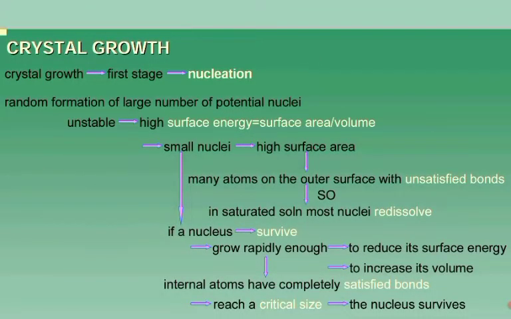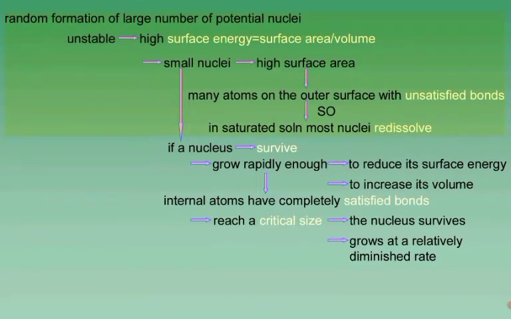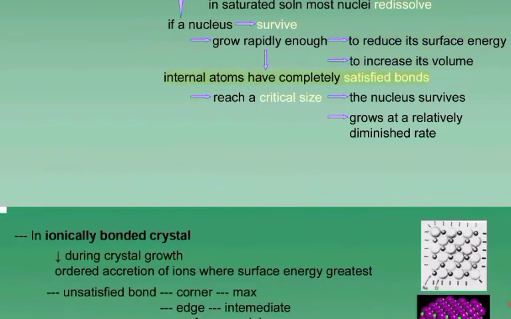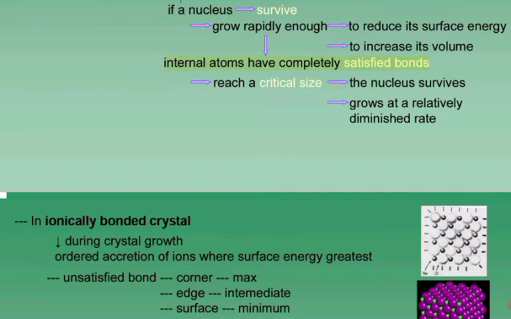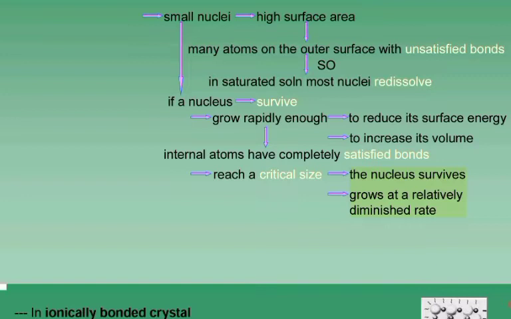Crystal growth. First stage: nucleation. Random formation of a large number of potential nuclei, unstable because of high surface energy. Small nuclei have high surface area relative to volume, with many atoms on the outer surface with unsatisfied bonds, so most nuclei redissolve. If a nucleus survives, it grows rapidly enough to increase its volume and reduce its surface energy, with internal atoms having completely satisfied bonds. It reaches a critical size, survives, and grows at a relatively diminished rate.